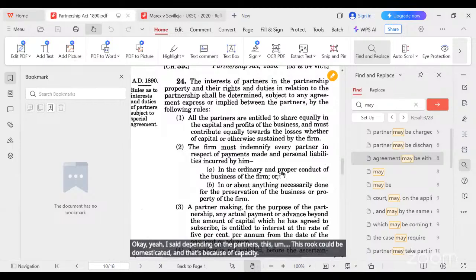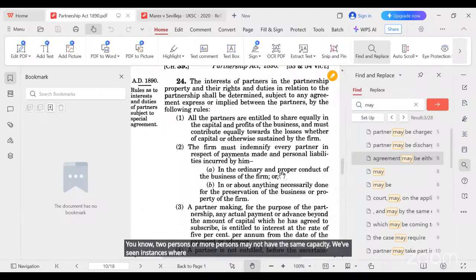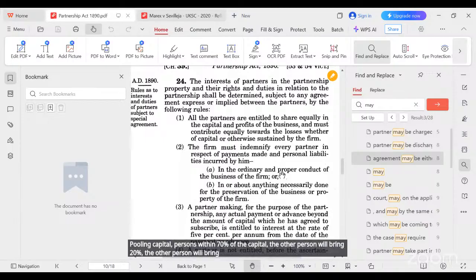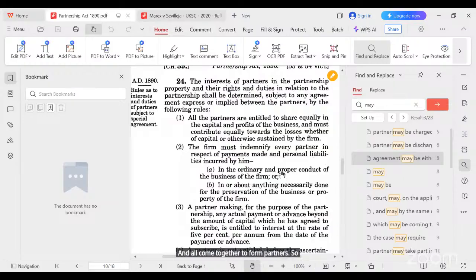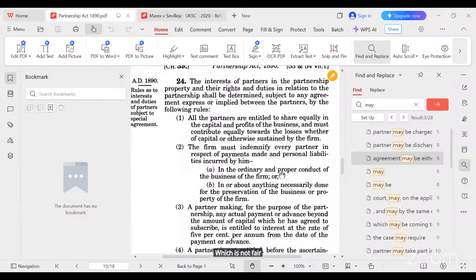You know, two persons or more persons may not have the same capacity. We've seen instances where there are partnerships of persons pooling capital. Some persons will bring 70% of the capital, the other person will bring 20%, the other person will bring 5%, the other person will bring 5%, and they will come together to form partners. So if this rule applies, it simply means such partnership would not hold. And even if such partnership holds, the profits will be shared equally among them, which is not fair to the partner contributing more.